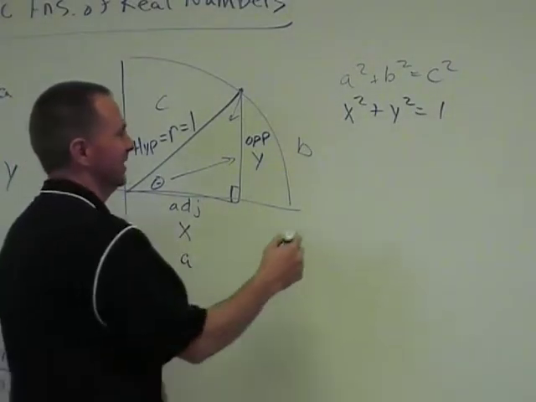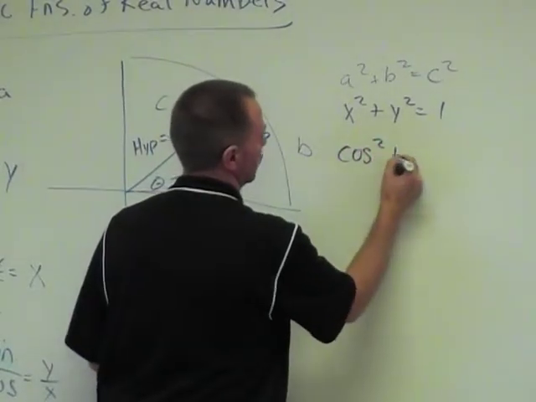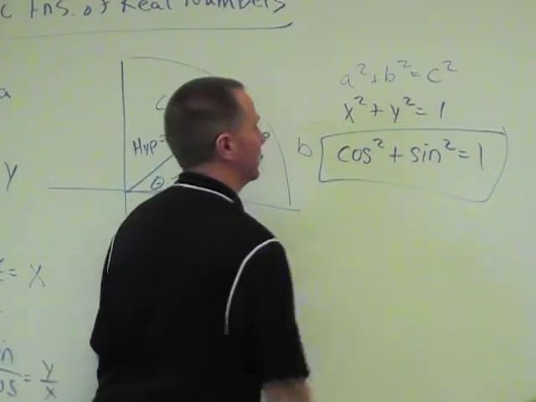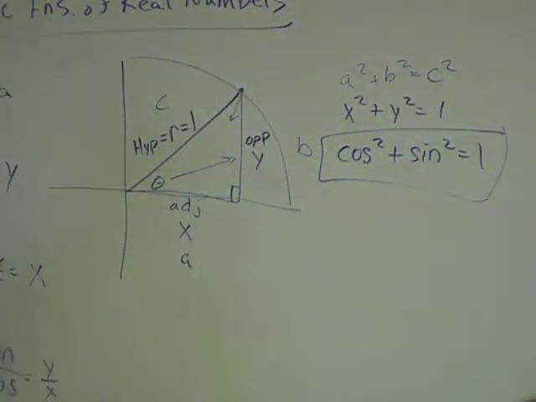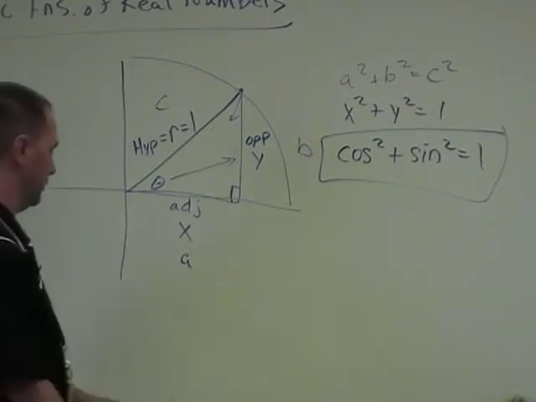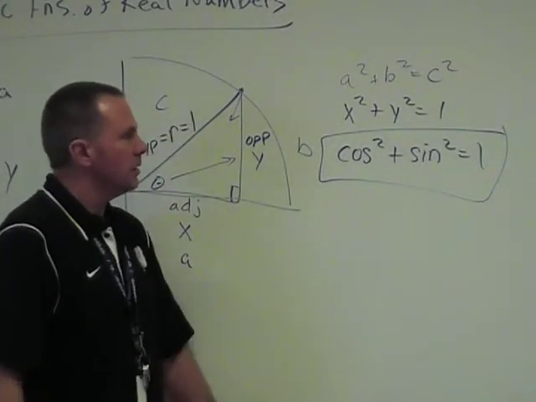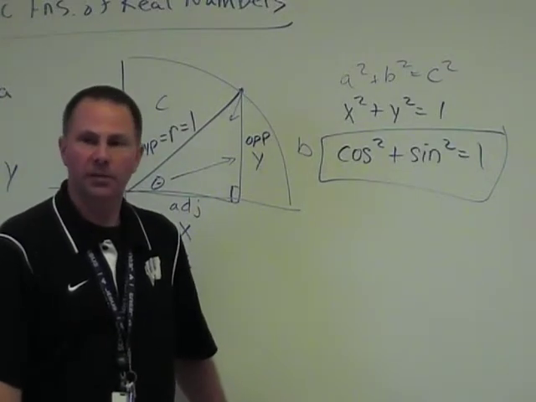Cosine squared plus sine squared equals 1. Obviously, cosine squared of theta plus sine squared of theta, cosine squared of t, sine squared of t, whatever it is that we have there. That is a formula you need to remember.